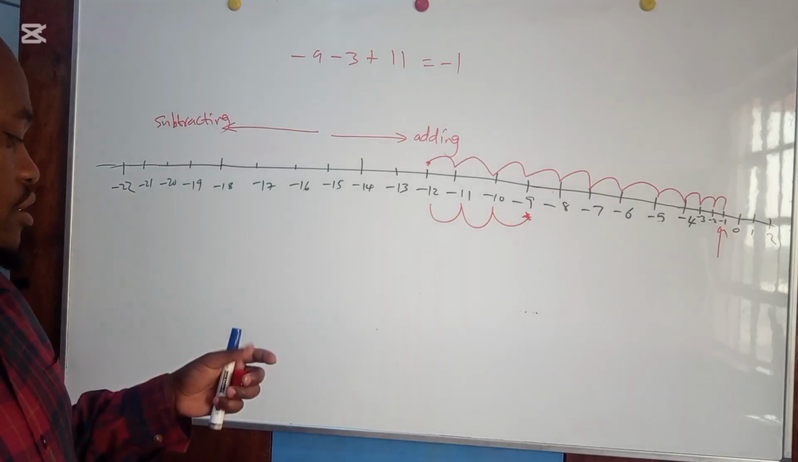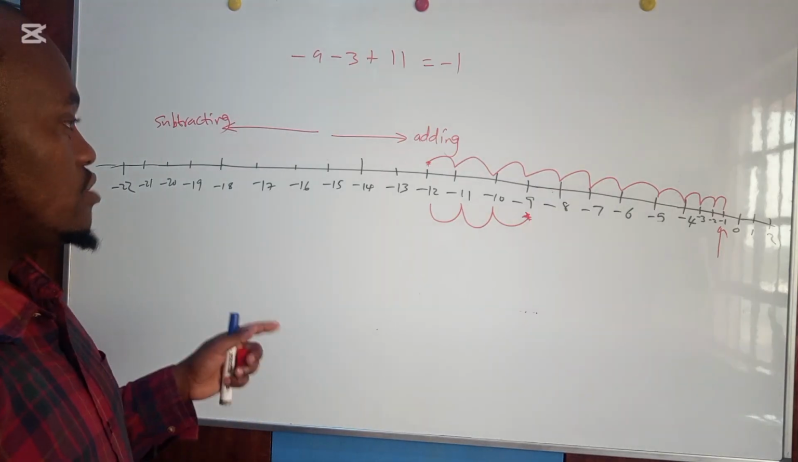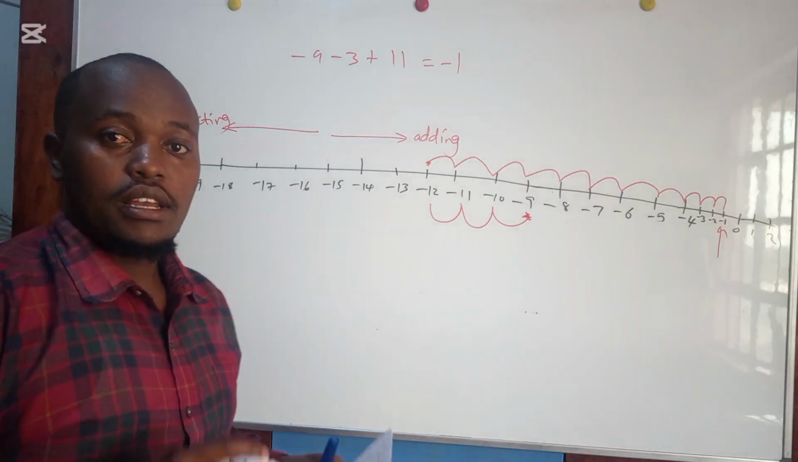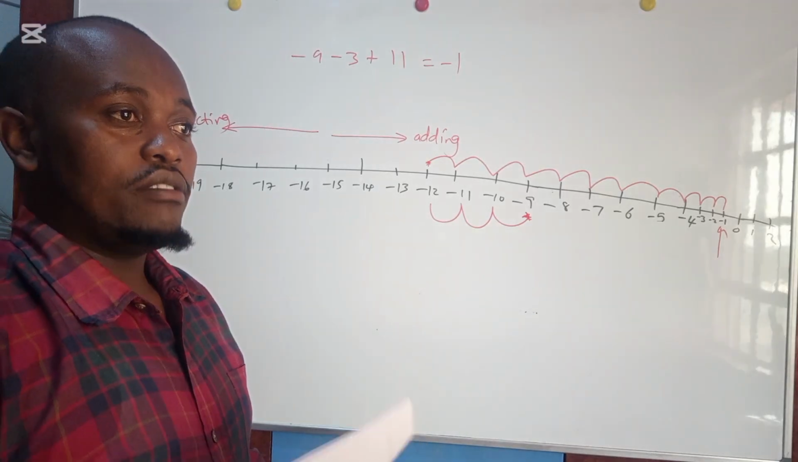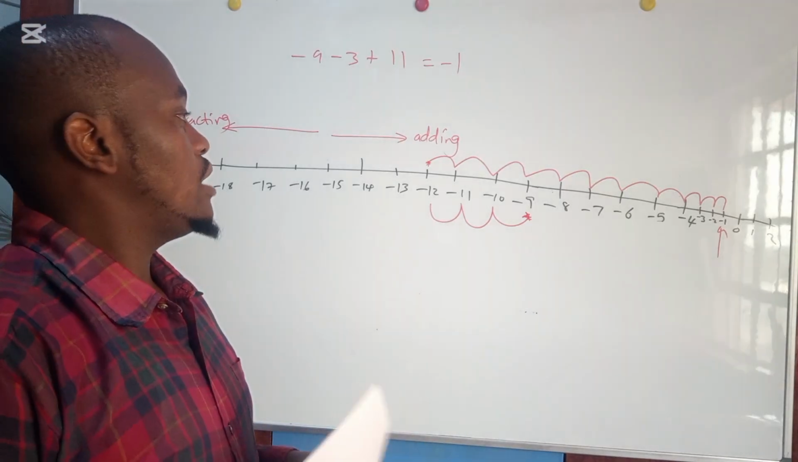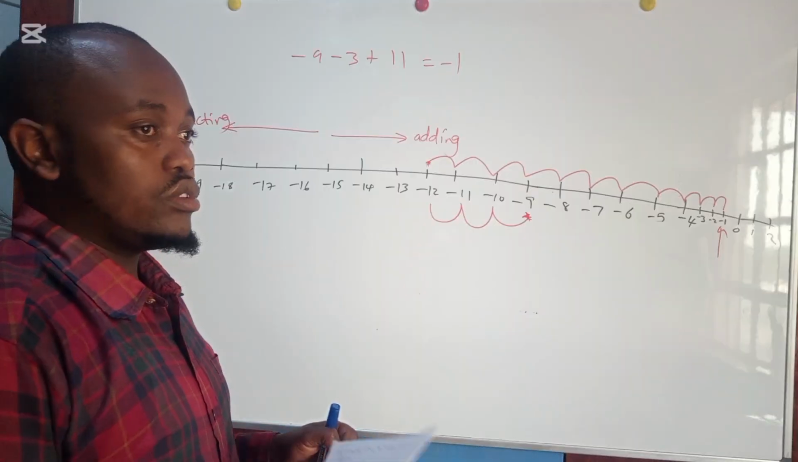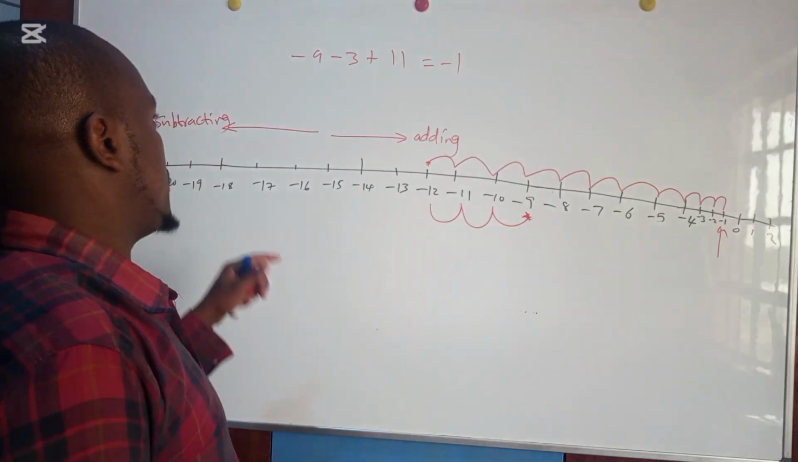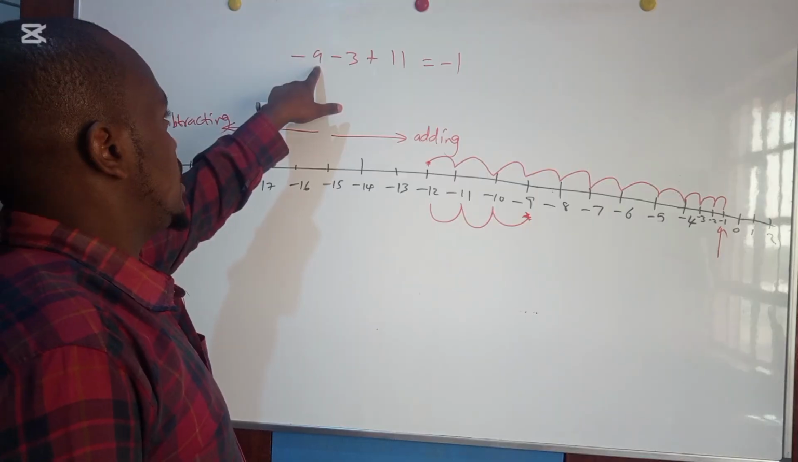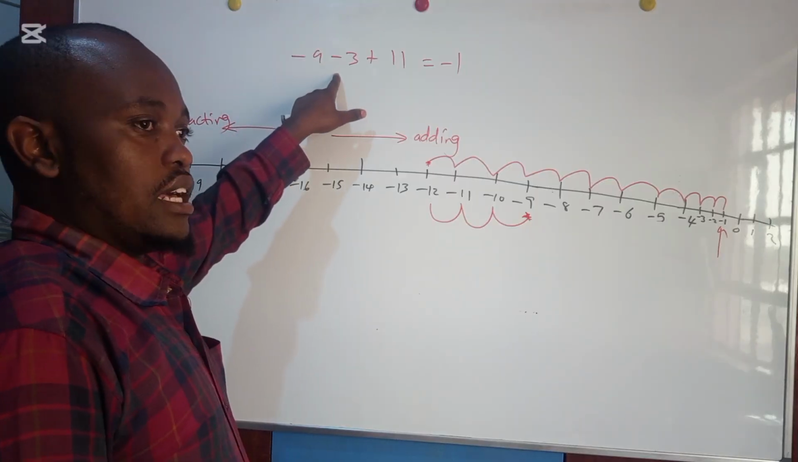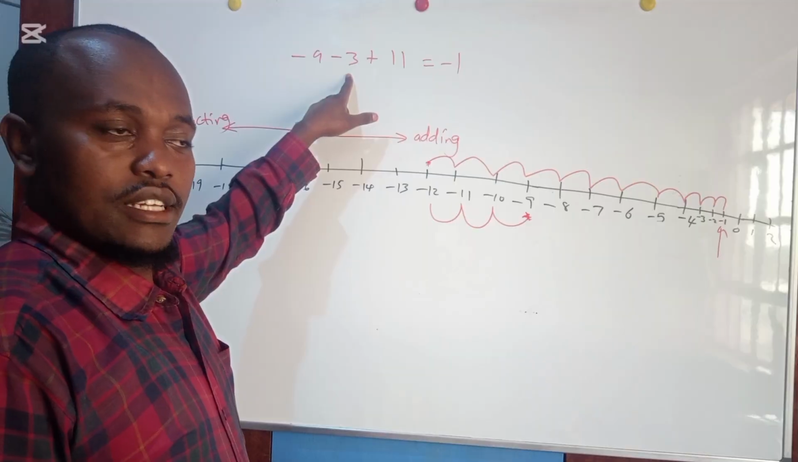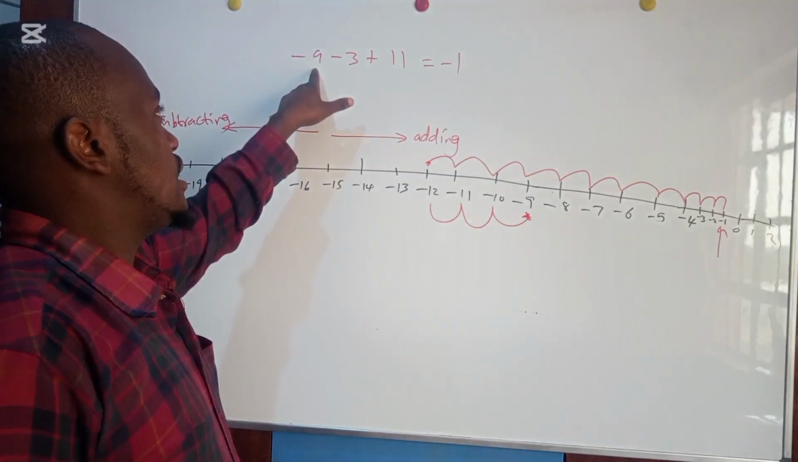If you get used to this question, when they tell you to use a number line, you have to show it this way. However, as you go on, they will expect you to know how to do it without using a calculator or a number line. So negative 9 minus 3 would be negative 12. You know it offhand. It's like you are adding the negatives.